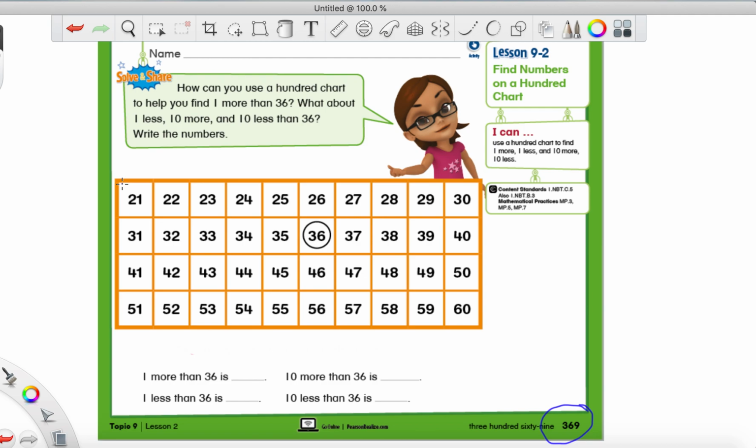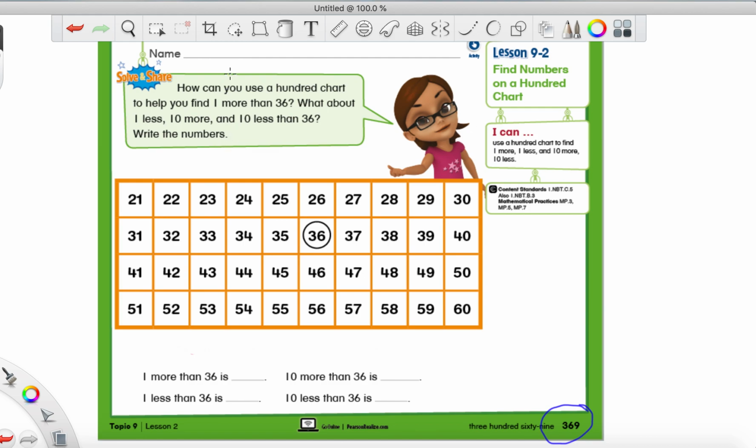So, let's see what is going on here on page 369. Oh, and before I forget, if you're not on this page yet, pause the video. Don't watch any further until you've got your robot and turtle book open and you are looking at this same exact page that is on my screen. Got it? Okay. Now, let's get to the problem here. It says, how can you use a 100 chart to help you find one more than 36? What about one less? 10 more and 10 less than 36.